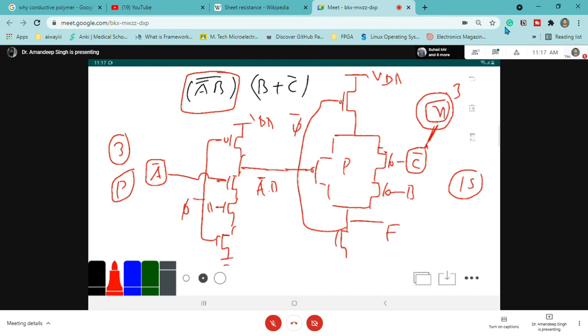Got my point? Sir, if we minimize the function, we can get only 9. Okay, so how have you minimized that function? Sir, we take F bar, yeah, we get A plus B bar multiplied by B plus C bar. Let me write.